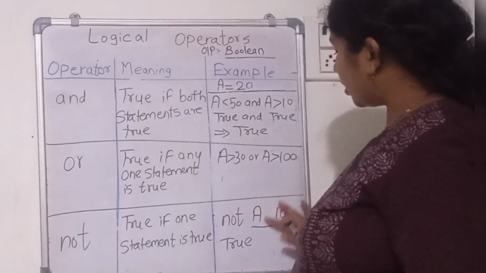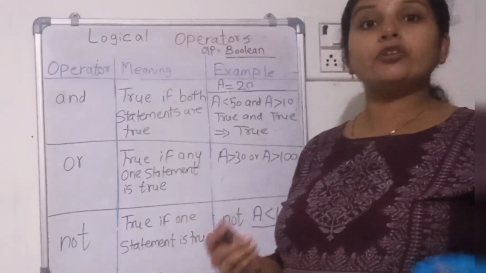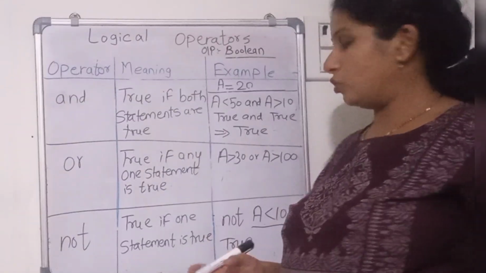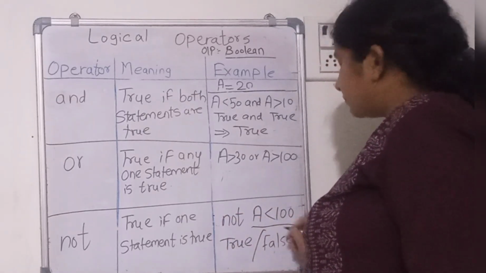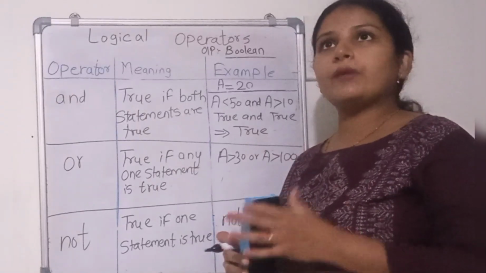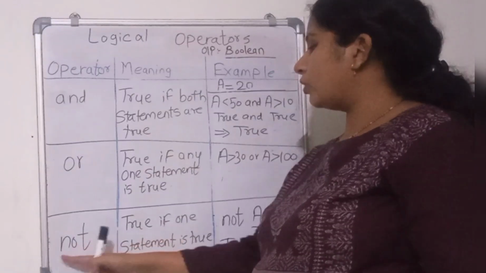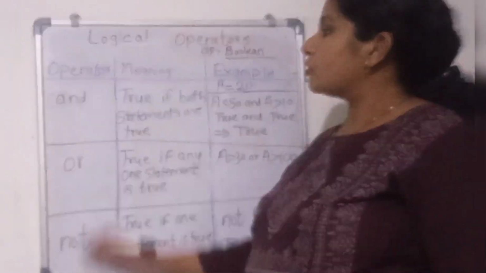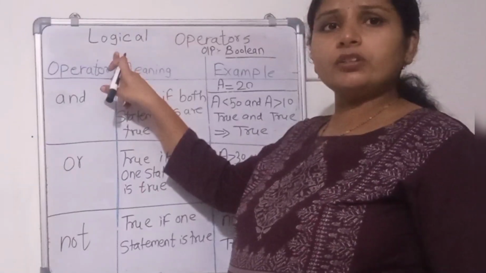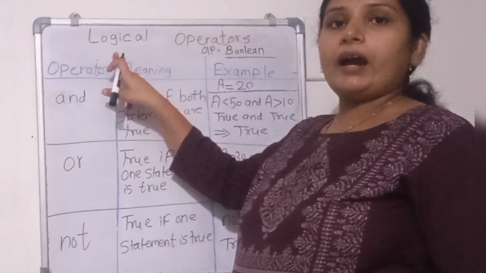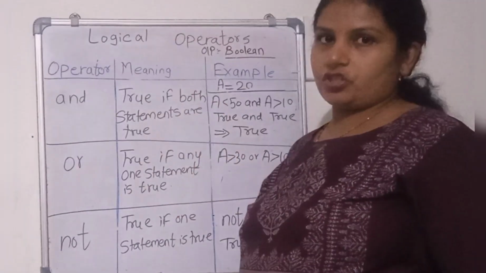And suppose we are checking A is less than 100. A is less than 100, yes, it is true. So not true is false. So when you are checking whether a particular value satisfies one condition or not, only one value, then you are going with the NOT operator. So these three are our logical operators, when we are combining two statements together and getting the result in Boolean values, then we are going with the logical operators.